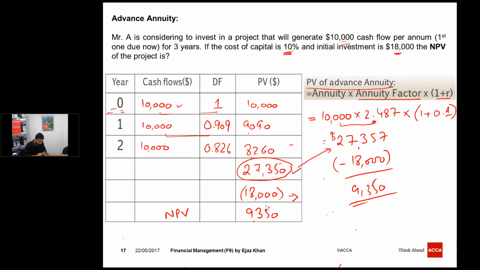Dania, can't you see on the screen the formula for advanced annuity? Well, I will be recommending questions from the past papers. Every day I will give you questions to solve at home, so don't worry about that.